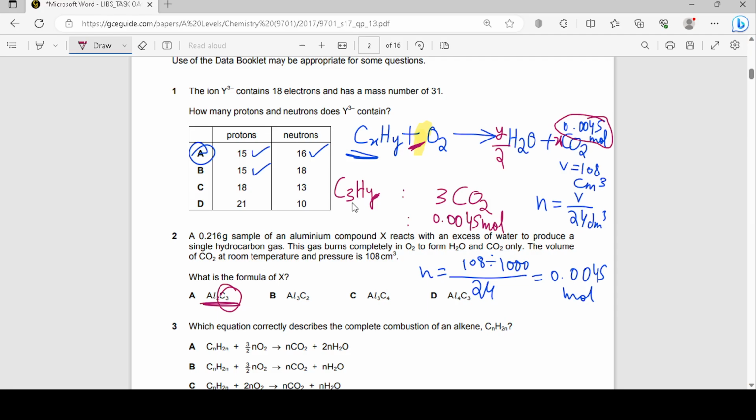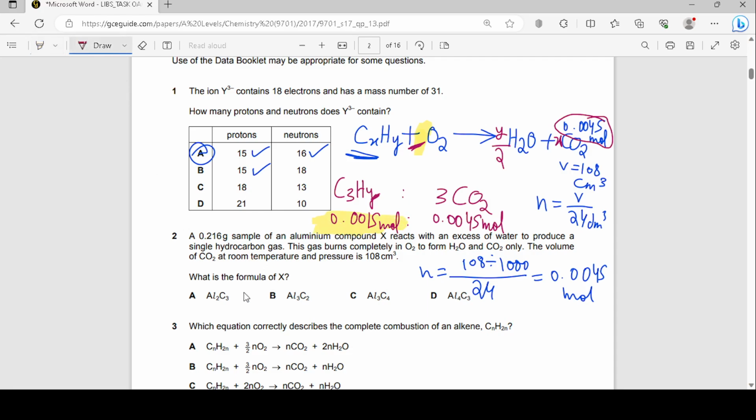So that would be 0.0045 divided by 3, which would be 1.5 × 10^-3, or you could write it as 0.0015 moles, right? So I have 0.0015 moles of this. Now my second step, so that's my first thing that I've gotten, which is that this is 0.0015 moles.